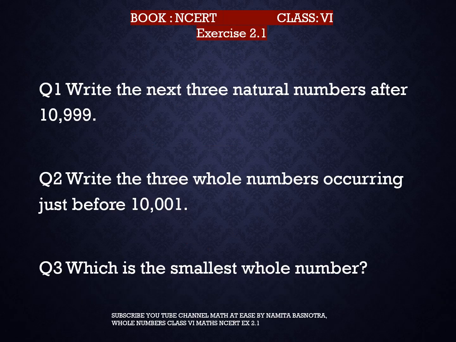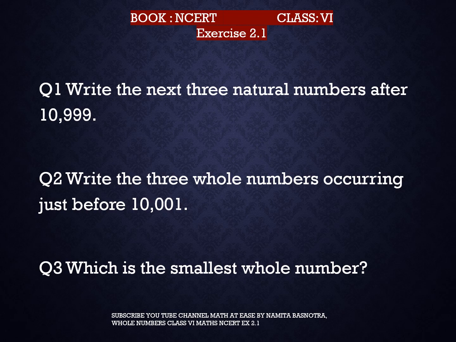So let's do exercise 2.1. Question number 1 is write the next 3 natural numbers after 10,999. Question number 2, write the 3 whole numbers occurring just before 10,001. And question number 3 is which is the smallest whole number. So now let's do the answers.